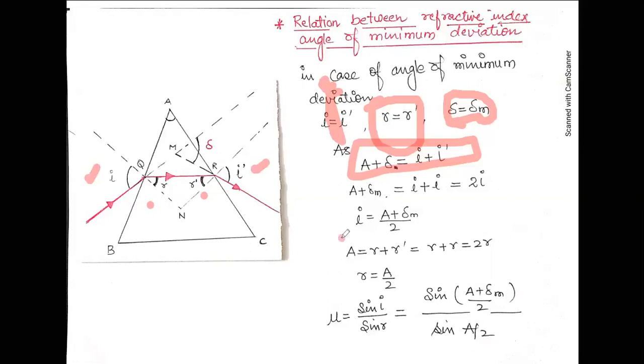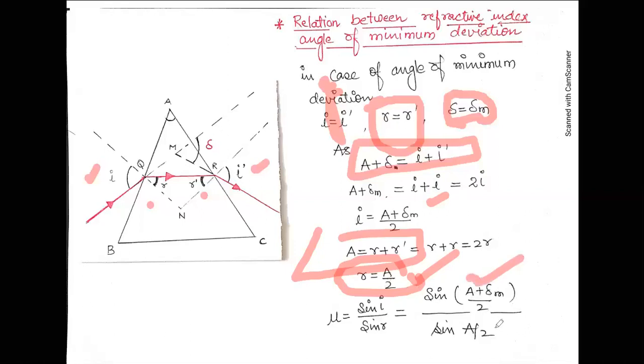Now we have another relation, A equals R plus R dash. We put R dash equals R, we get 2R, so R equals A by 2. We have these two values, I equals A plus delta m by 2 and R equals A by 2. Now we use Snell's law to find the refractive index, that is mu equals sine I upon sine R. We put the values of I and R in Snell's law. Then the value of mu becomes sine of A plus delta m by 2 upon sine of A by 2.